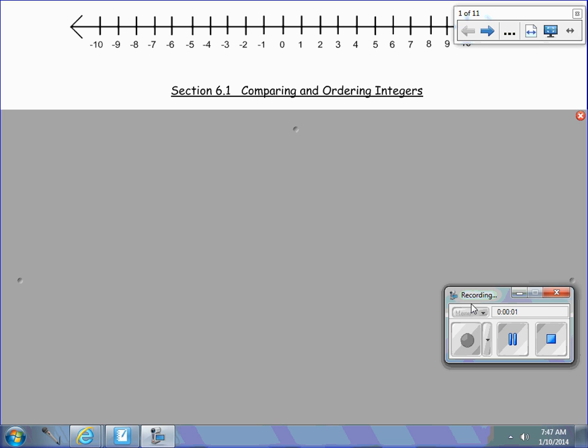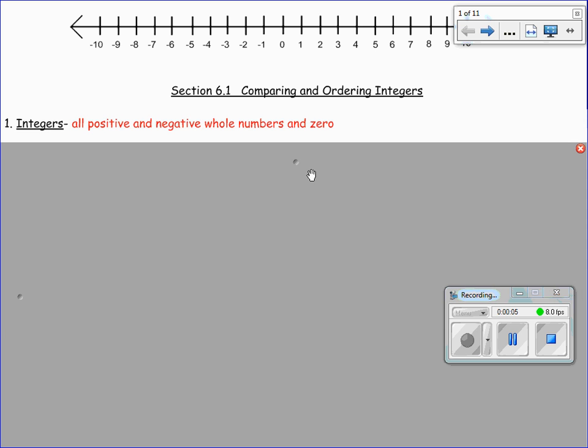Talk about comparing and ordering integers. What is an integer? It's all positive and negative whole numbers and zero. Another way to say it is all whole numbers and their opposites, and then including zero.